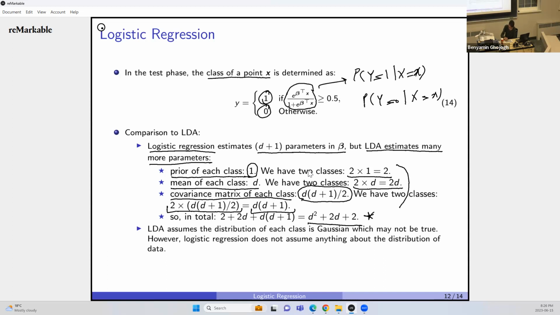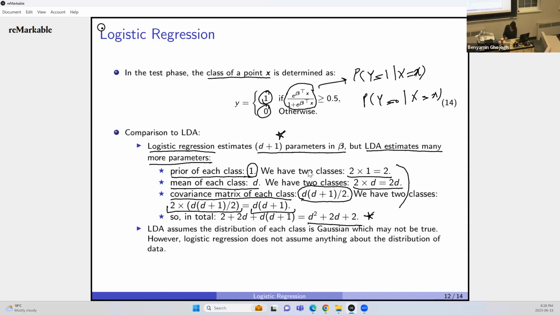Compare this and d plus 1. Of course, d plus 1 is much less than this because that has d squared. Therefore, it means that LDA has a lot more parameters to learn. Okay. So in this way, logistic regression wins.